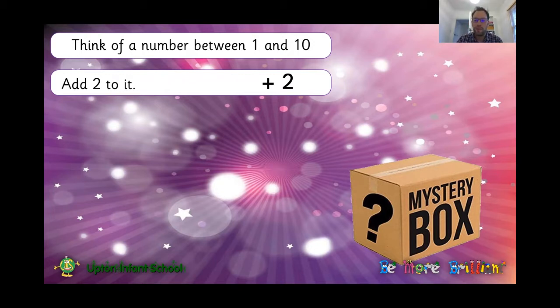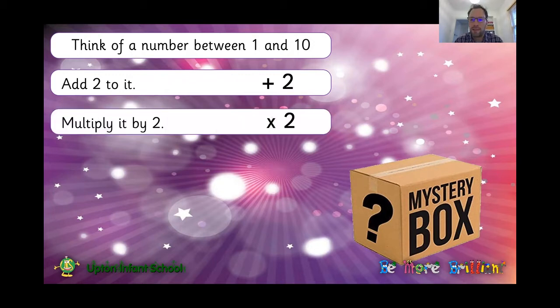Okay, ready for the next step? The next step, we're going to use some of our multiplying by 2 skills. I want you to multiply your new number by 2. So the answer to the last one, multiply it by 2, 2 times 2. Write a little number sentence on your whiteboard. Okay, have you got that? Remember, at any time, you can always pause the video if you need a little bit more time.